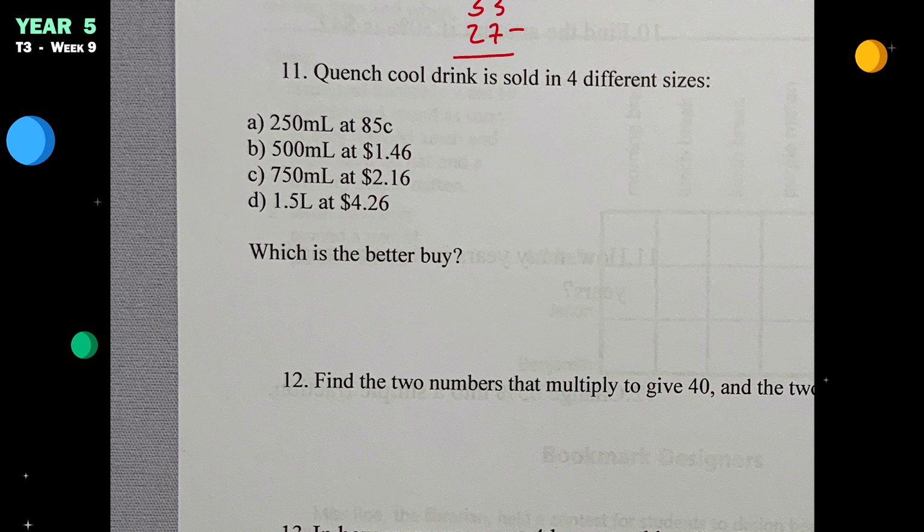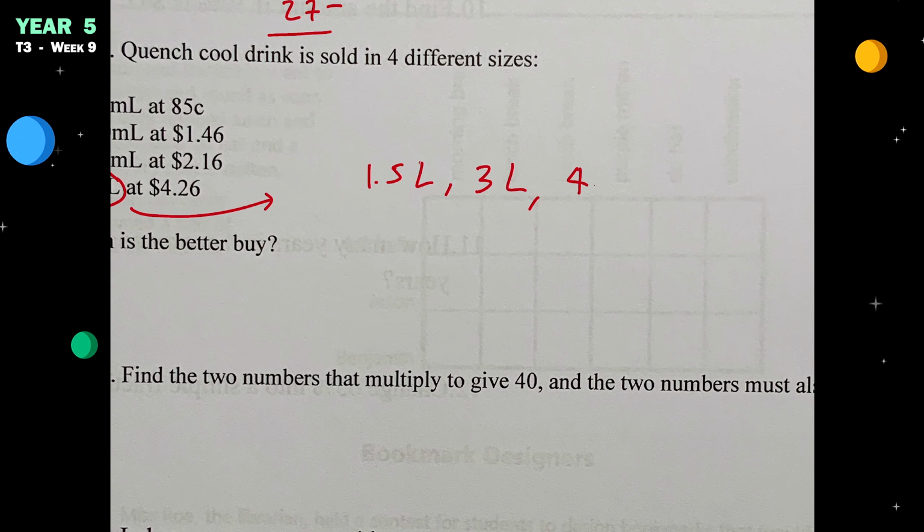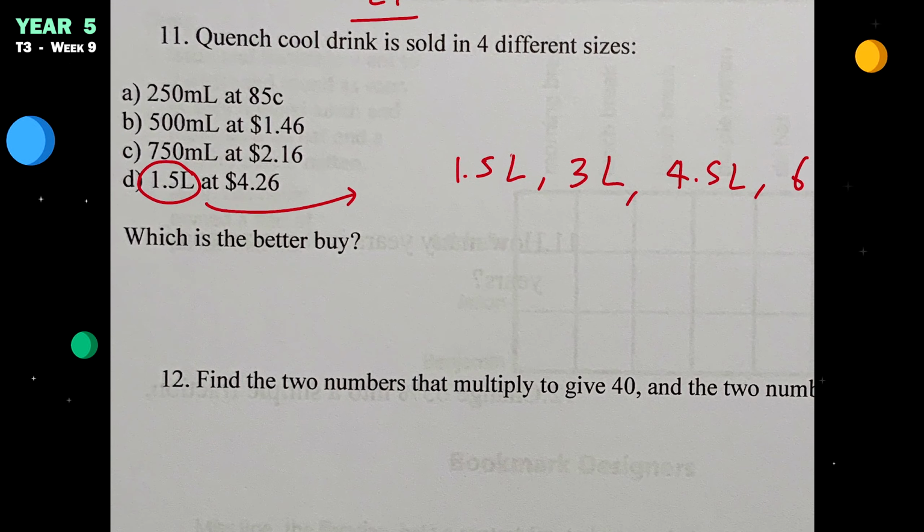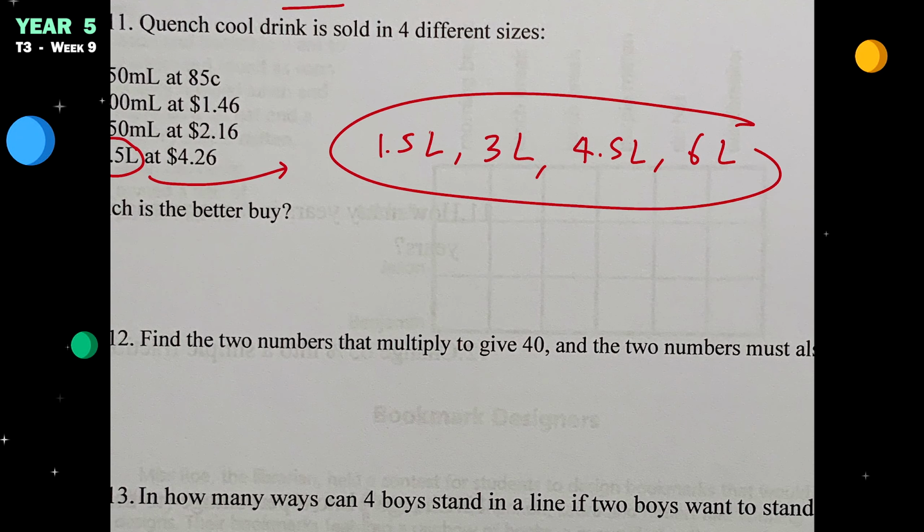The way we look at it is we look at the largest one and we say, okay, 1.5 liters. What's next? We just do the next multiple of that one. So 1.5 liters. What's the next one? What's double of that? 3 liters. What's another 1.5? This would be 4.5 liters, and then 6 liters, and so on, right? And we say which one of these numbers can be divided by all the other numbers.